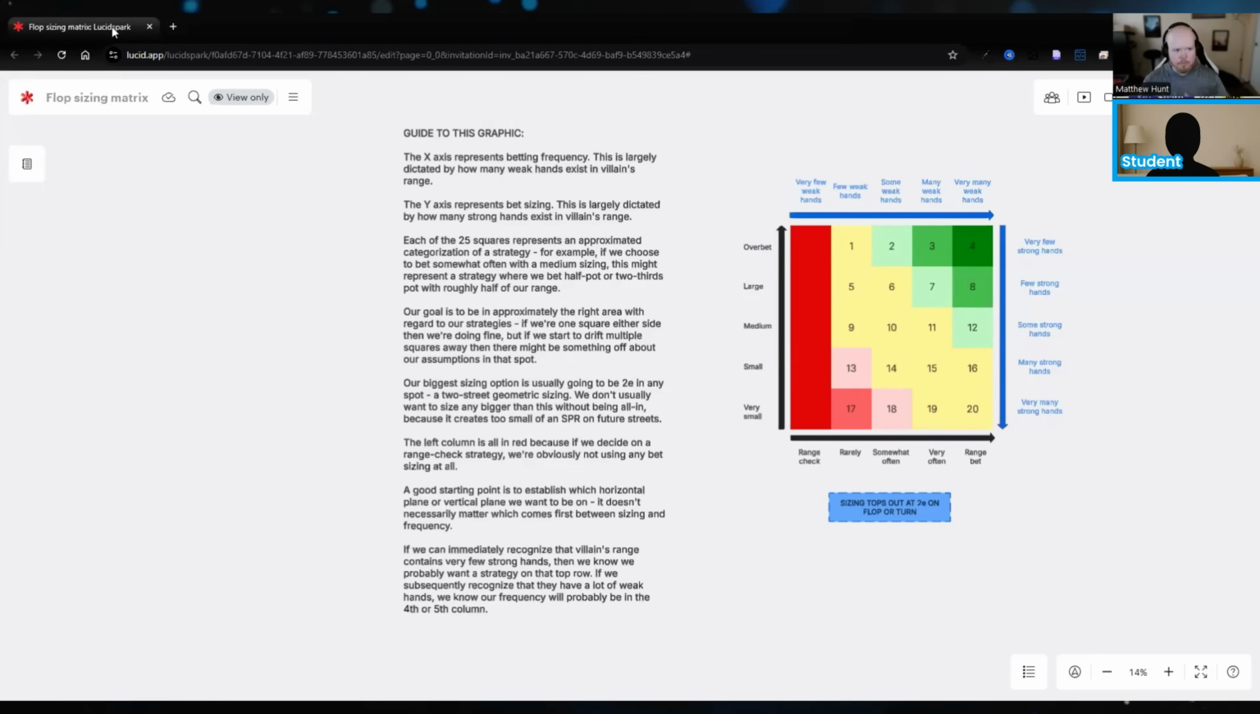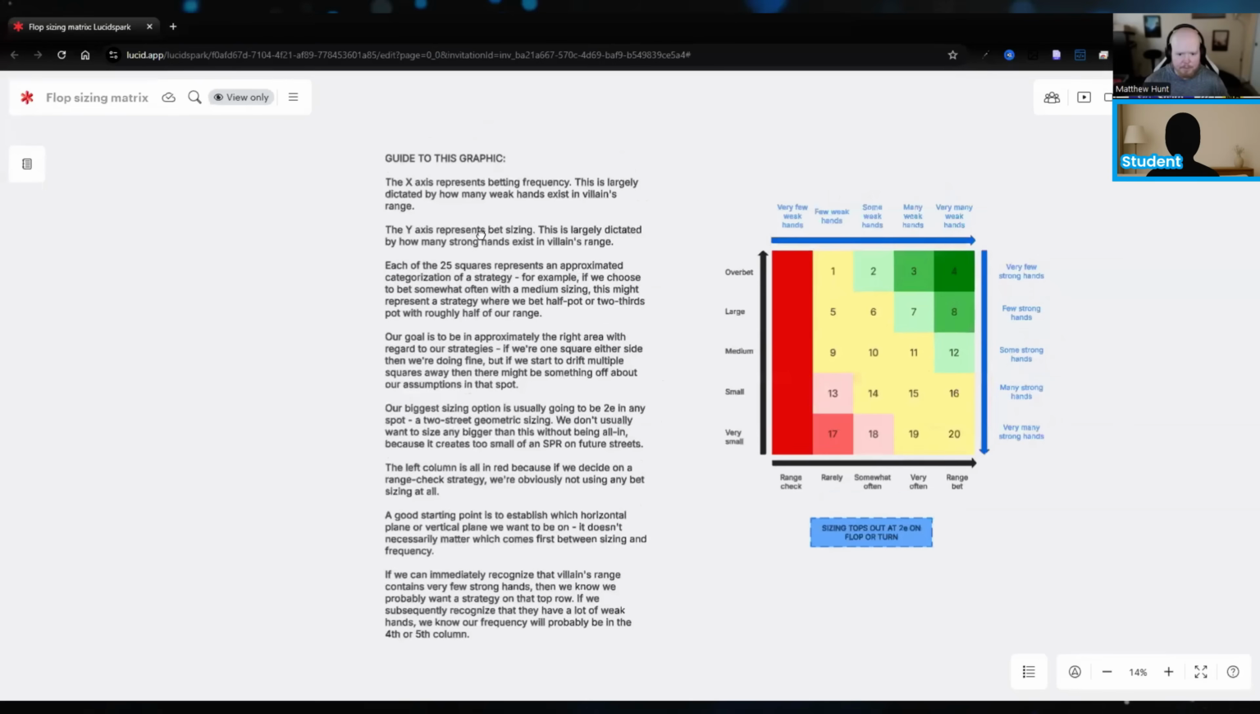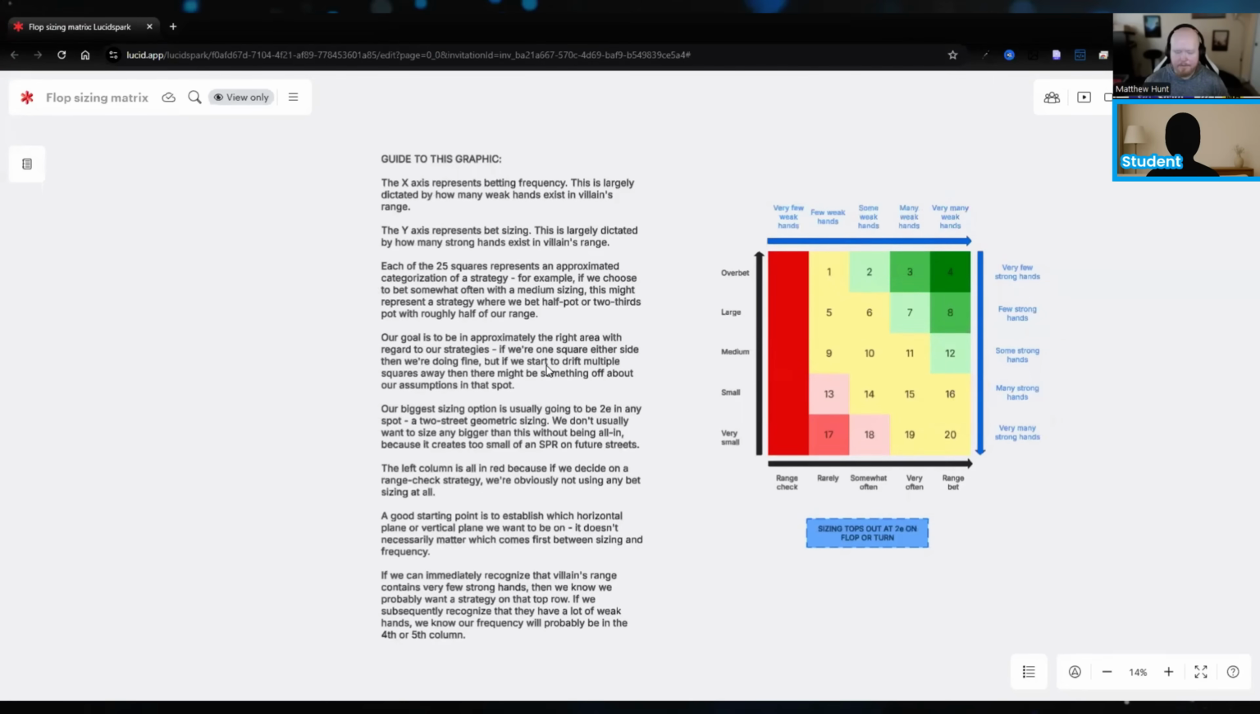I put it together using a tool called Lucid Spark, which is a visual tool that you can make graphics and stuff with. And what it basically is, is this grid graphic here on the right. Ultimately, it's a tool that can be useful in pretty much any spot if you're picking a single size strategy, because it gives us a pretty good starting point for thinking about what the incentives of our range are, based on how many different types of hands exist in that range, and at what frequency certain hands exist and things like that.